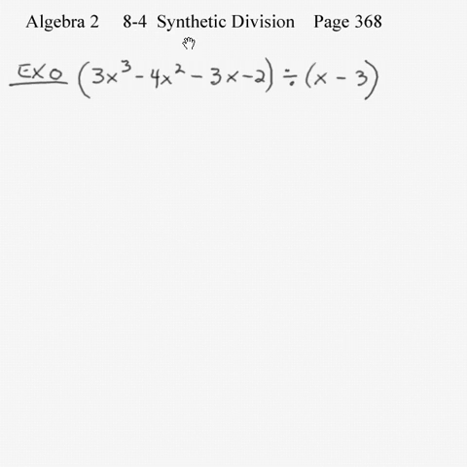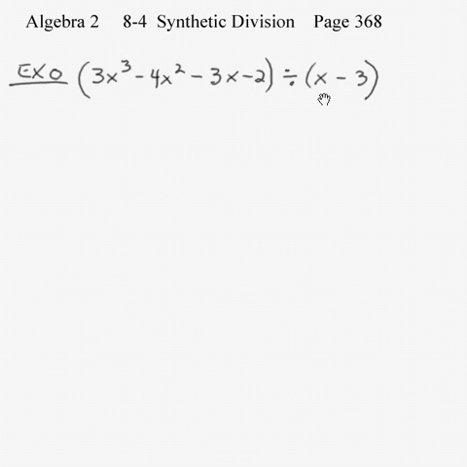In Chapter 8, Section 4, we learned something called synthetic division, which can, at times, replace long division. So example 0, for fun, rather than example 1. Let's take 3x to the third minus 4x squared minus 3x minus 2 divided by x minus 3. Now, we could have done this in long division in our lesson on Section 3.